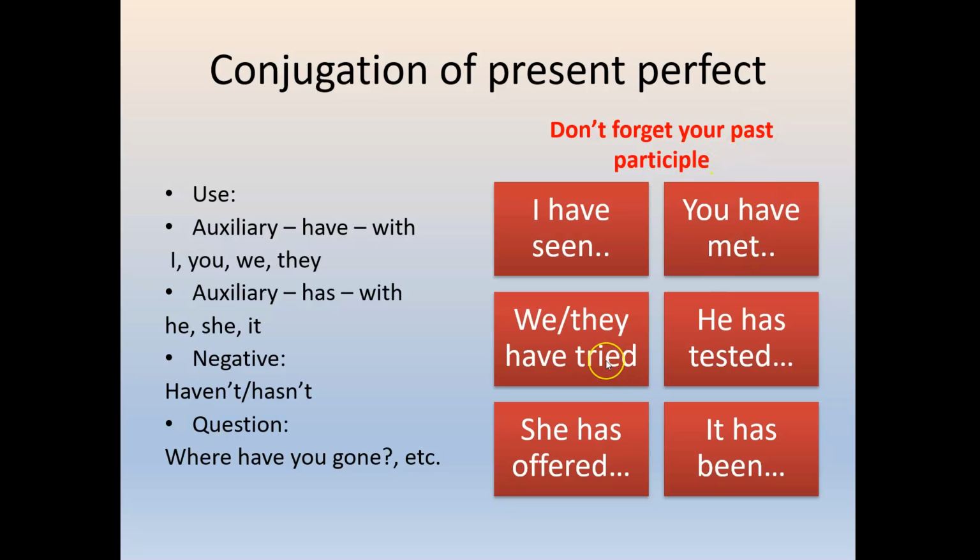If your verb is regular, then you just add -ed, like a simple past verb. So: we or they have tried, he has tested, she has offered, and it has been. Don't forget to pronounce the H at the beginning of your words. She has offered. It's not a super loud noise, but it's certainly important to say it.